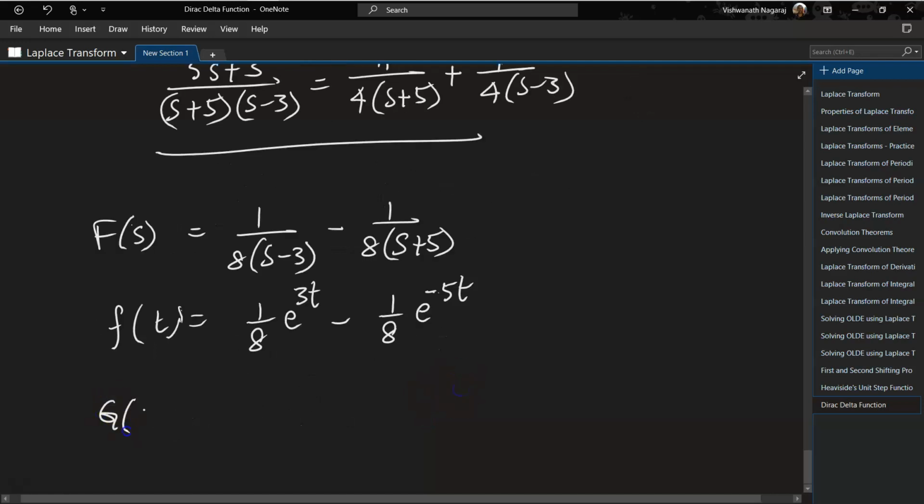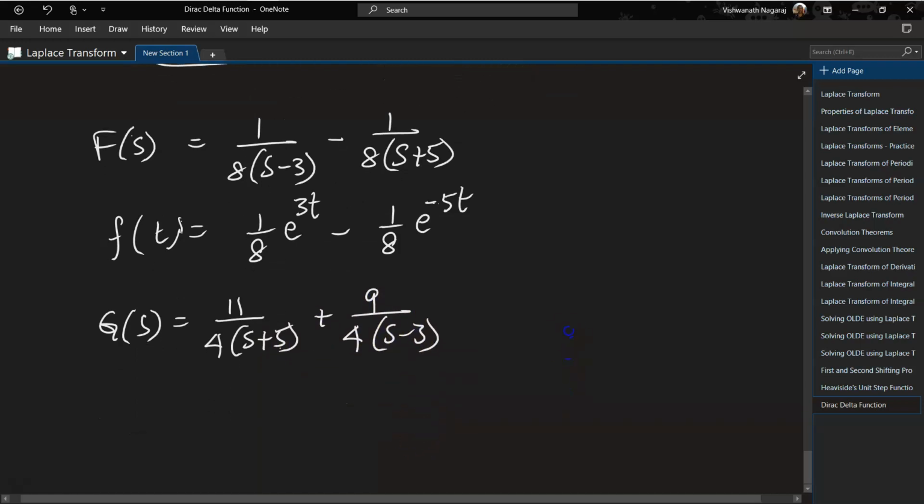Similarly, let's take g of s equal to the other one, 11/(4(s + 5)) plus 9/(4(s − 3)). Again, the inverse Laplace will give us g of t equal to 11/4 e^(−5t) plus 9/4 e^(3t).